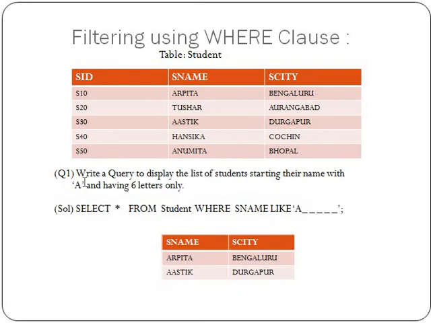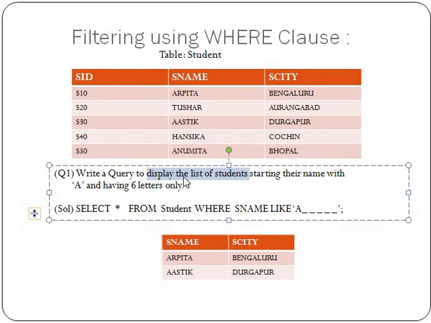Now look at this particular question. It says write a query to display the list of students starting their name with A and having 6 letters only. Now as the question is asking me to display the list of students, let me select these three columns SID, SName and SCity. Since I am selecting all the columns, I shall write the select statement as select star from student, where star is going to represent all these columns SID, SName as well as SCity.